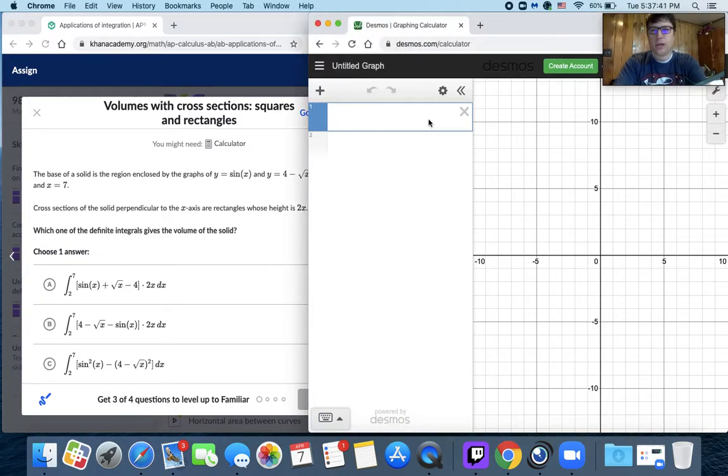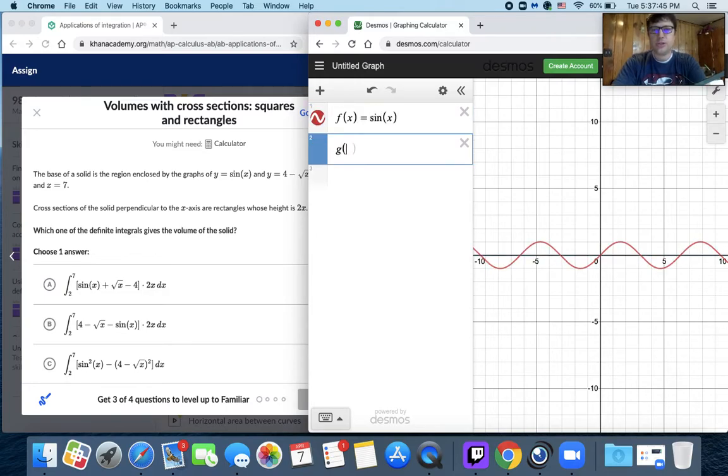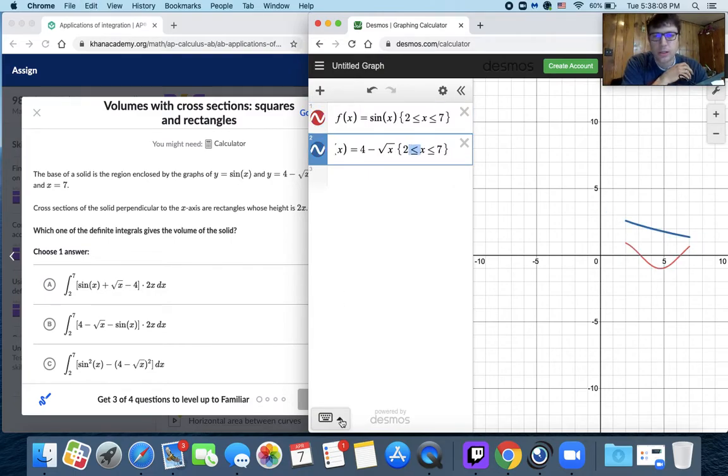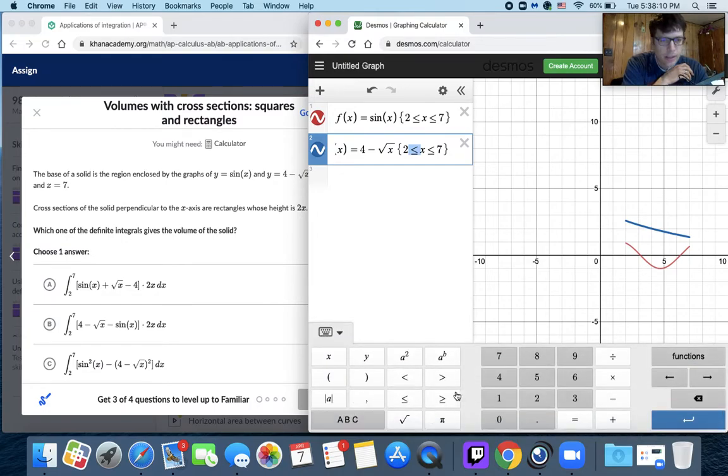Okay, I don't like y equals. I'm going to go f of x equals sine of x, and g of x equals 4 minus square root of x. Oh, they even limit it from 2 less than or equal to x less than or equal to 7. And let's see if I can copy that. If you don't know how to get the less than or equal to signs, the little keyboard down here pops them up, so you could type them instead.